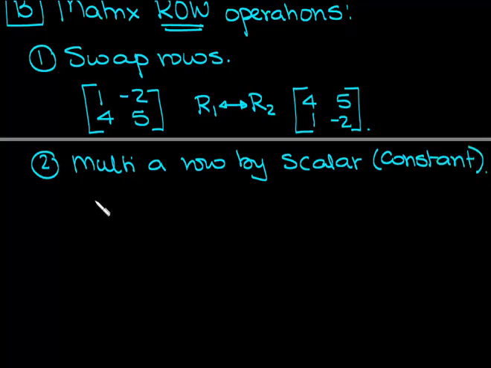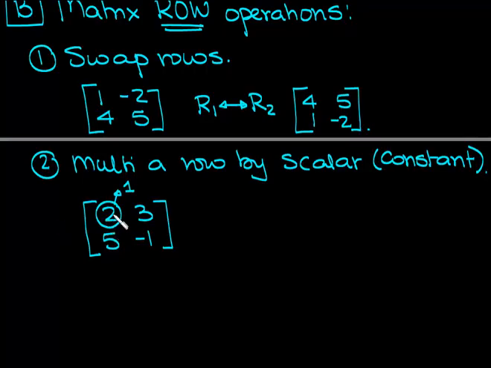So here's an example of that. Let's say I have 2, 3, 5, minus 1, and I want to change this to a 1. So what would I have to do? I would have to multiply that number by a half, because half of 2 is 1.